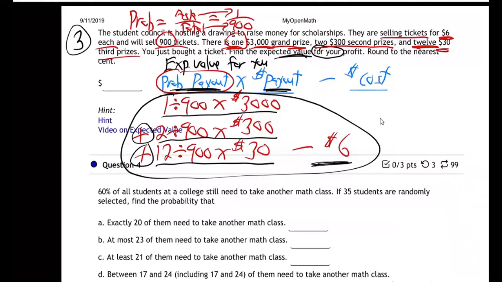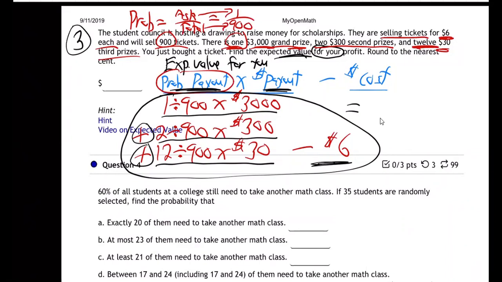Okay, Mr. Herring, I have a question. So this is going to sound dumb, but in my head, why wouldn't you figure out the probability of payout for each prize separately?